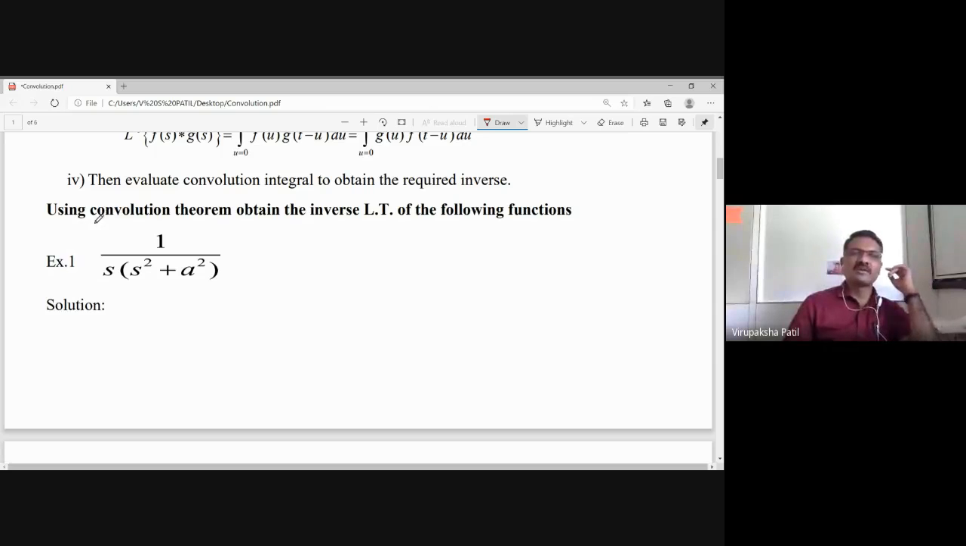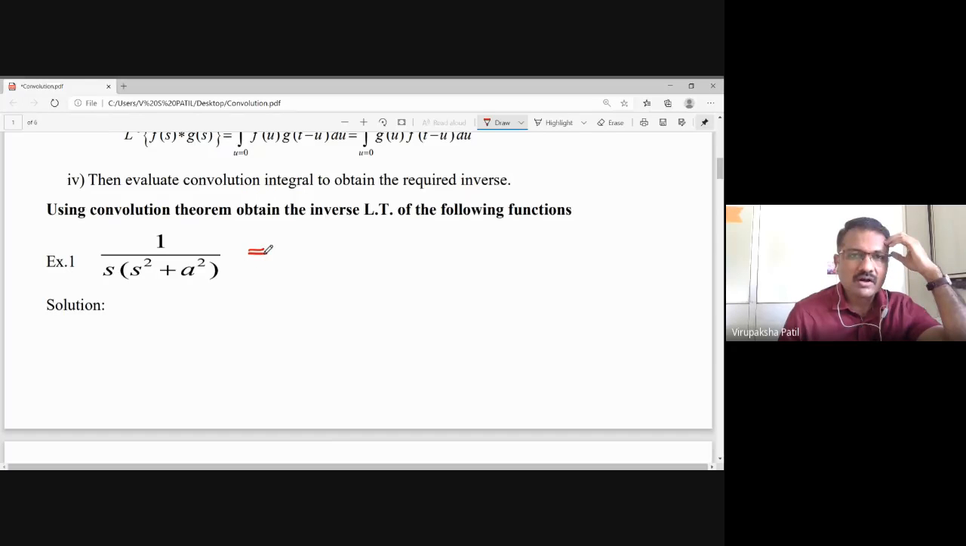Sometimes they may not say to use the convolution theorem, but by observing the function you can decide to use it. If they do not give it, how are we going to recognize whether the convolution theorem is applicable or not? See, here in the numerator you have one, in the denominator you have a product of two functions. Of course you can use the partial fraction method, but it becomes very lengthy and difficult.